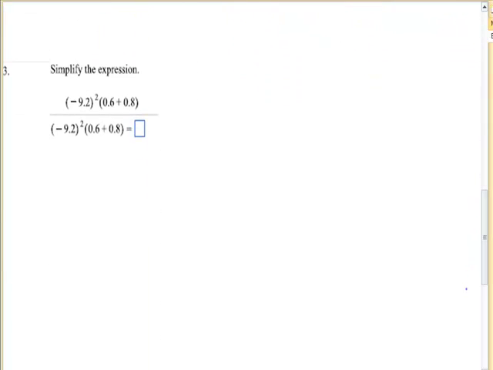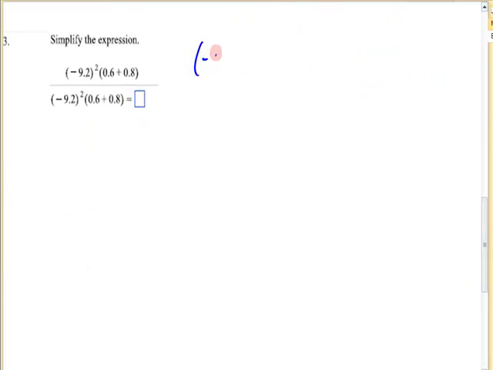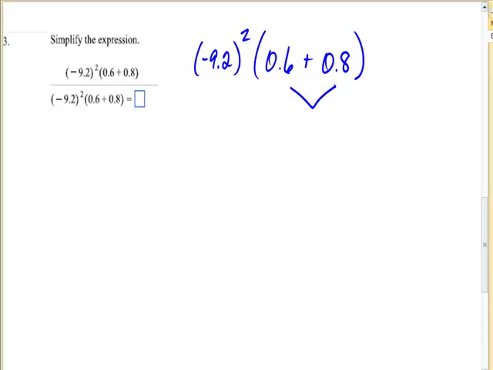All right, number 3 looks like it might be a little bit more involved. All right, I have negative 9.2 quantity squared times 0.6 plus 0.8. All right, parentheses are first. There's nothing to do inside these parentheses. These are just here because of the exponent. So if I'm really following the rules, I need to do this sum first. 0.6 plus 0.8 will give me 1.4.